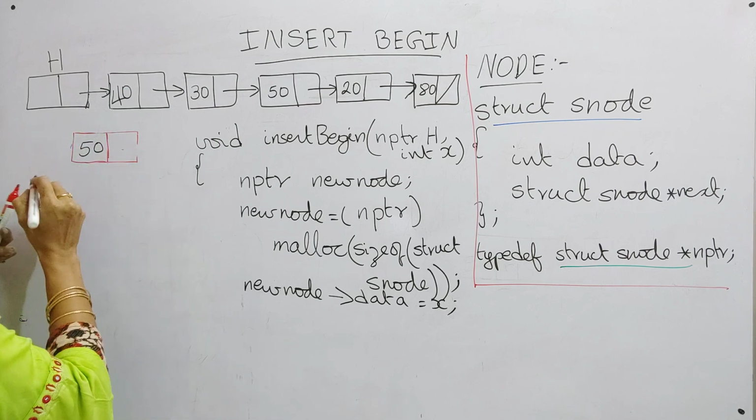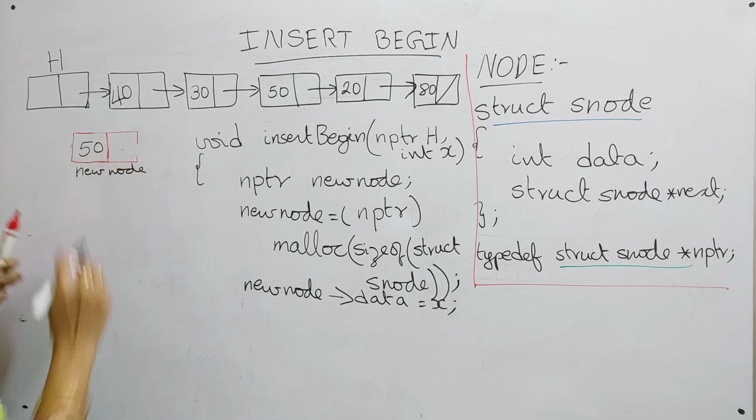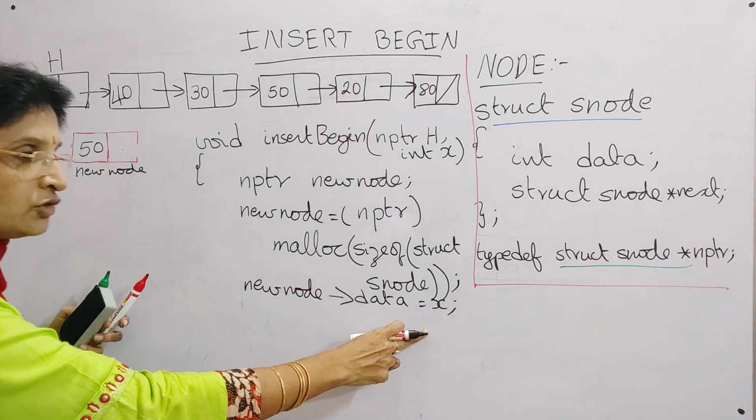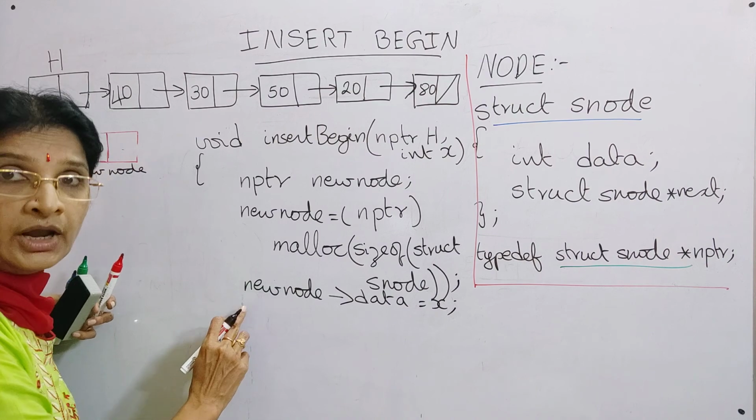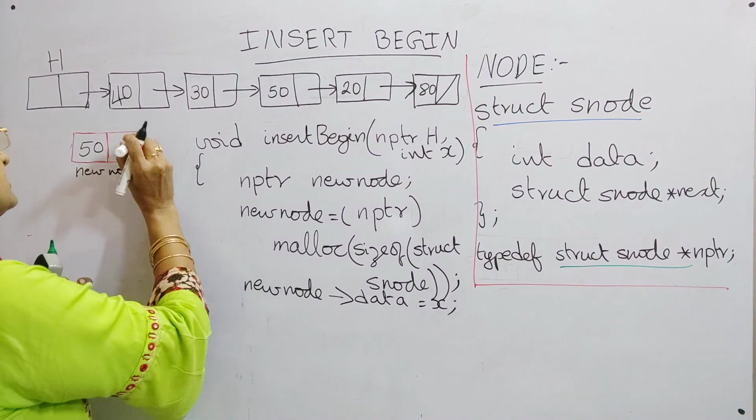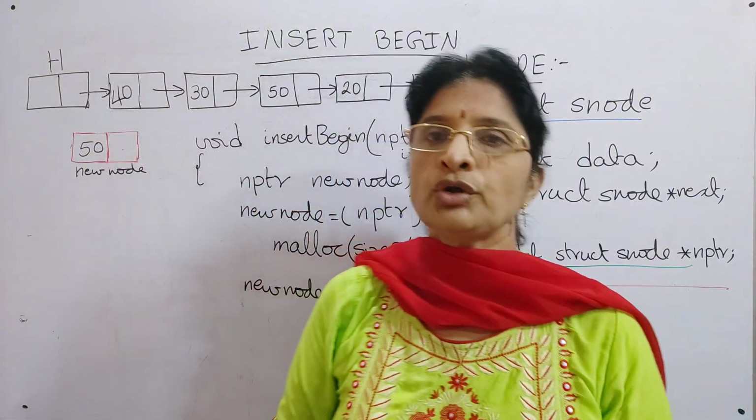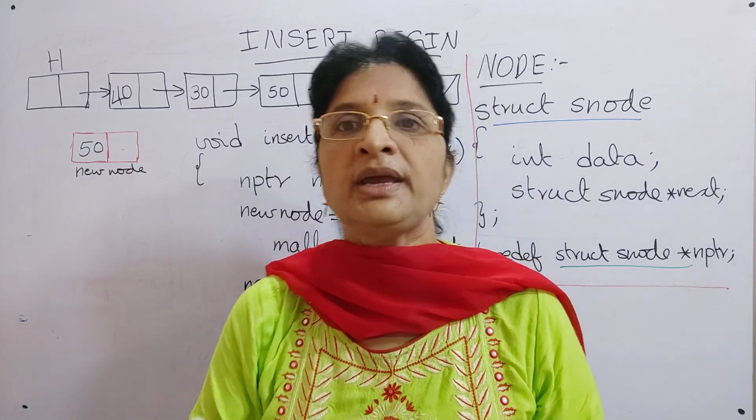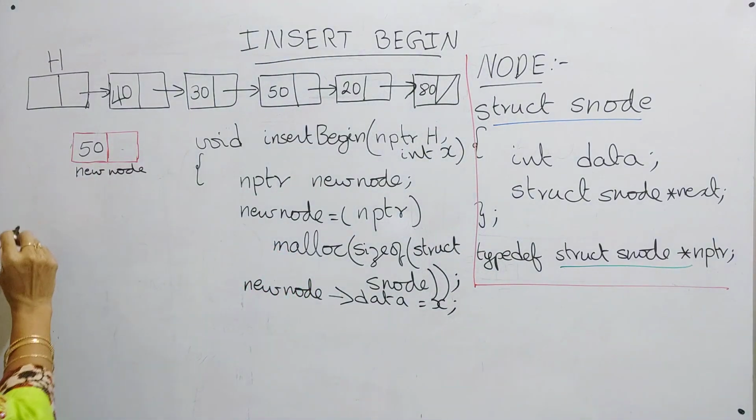So new node is allocated here. First the memory is allocated and next the value 50 is assigned. So this is over. Now what do we have to do? Now we have to check. Now we have to assign the addresses. For example, here we have two cases. Suppose whatever node you are inserting, this is the first node that is going to be inserted into the list. So this is one case.